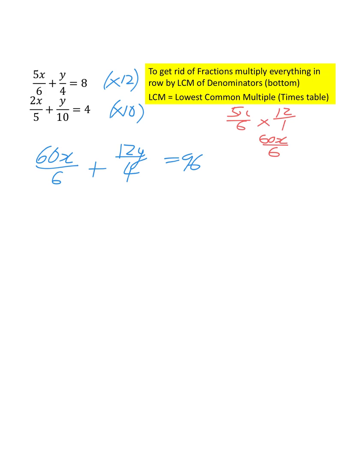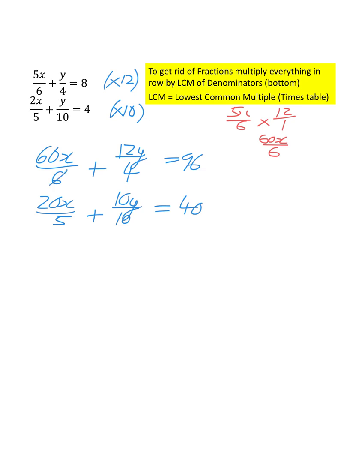Okay, so the bottom one then, 2x times 10, so that would be 20x over 5. Then y times 10, so that would be 10y over 10. 4 times 10, then that's 40. Okay, so now I need to simplify.